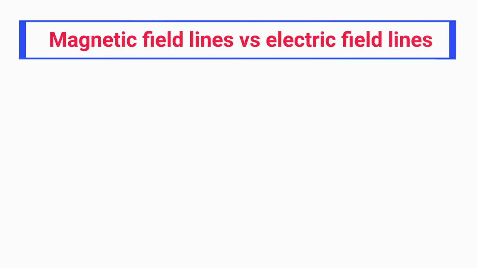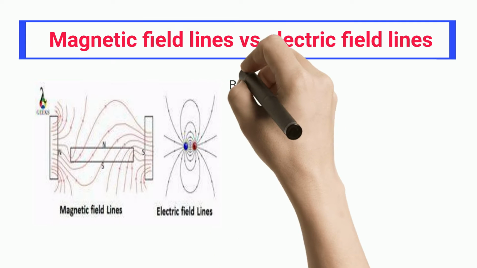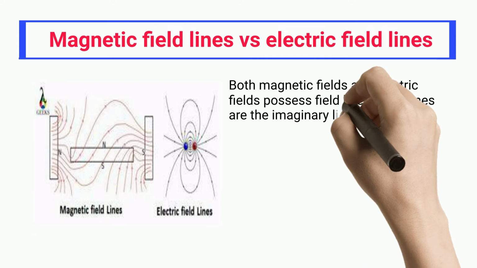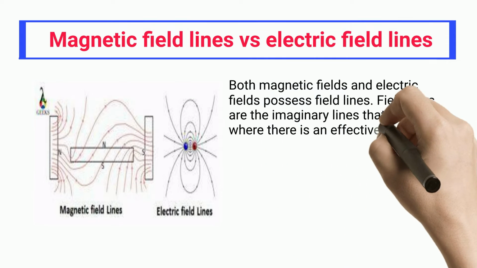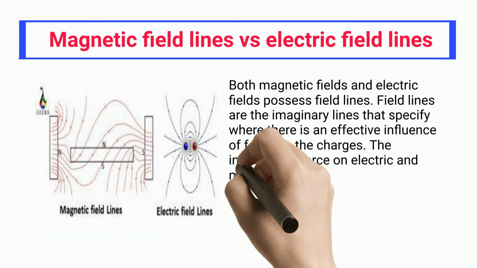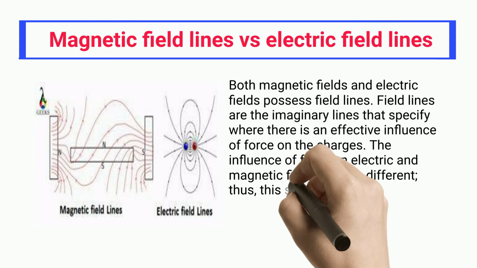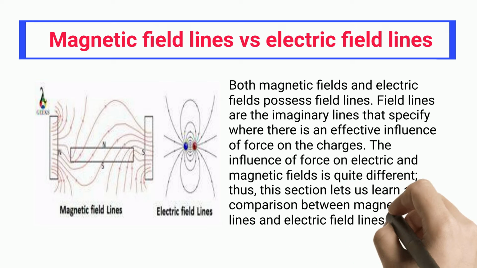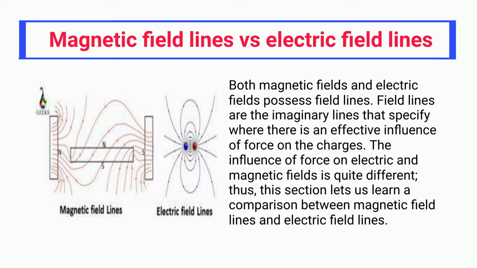Magnetic field lines versus electric field lines. Both magnetic fields and electric fields possess field lines. Field lines are the imaginary lines that specify where there is an effective influence of force on the charges. The influence of force on electric and magnetic fields is quite different. Thus, this section lets us learn a comparison between magnetic field lines and electric field lines.